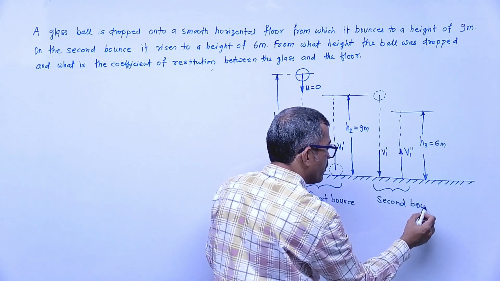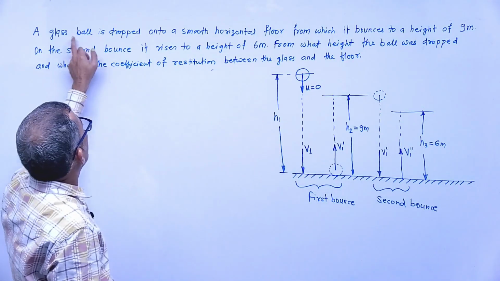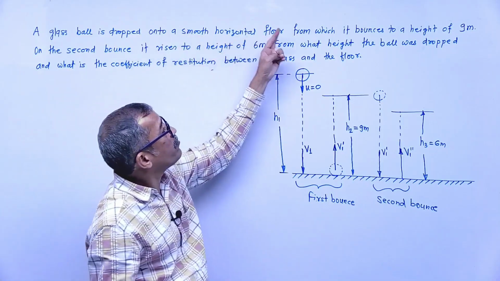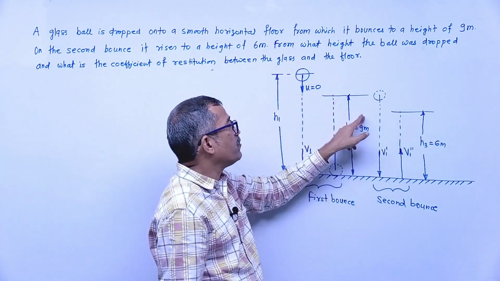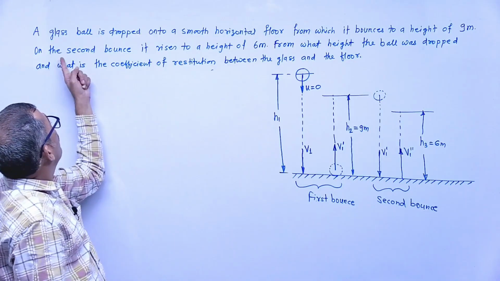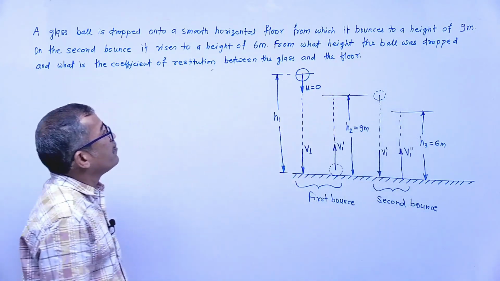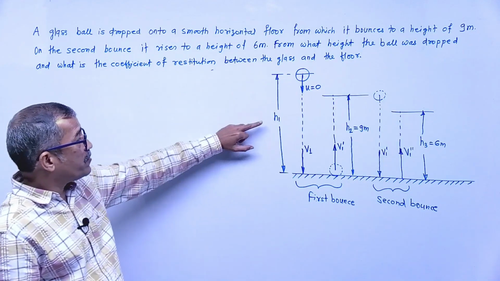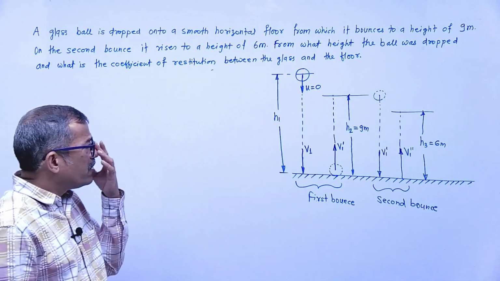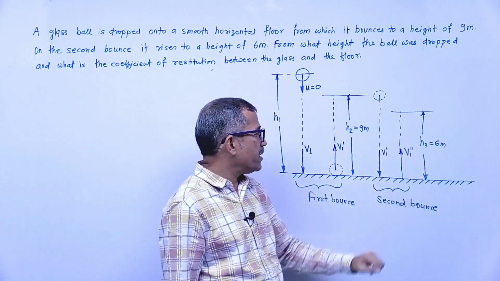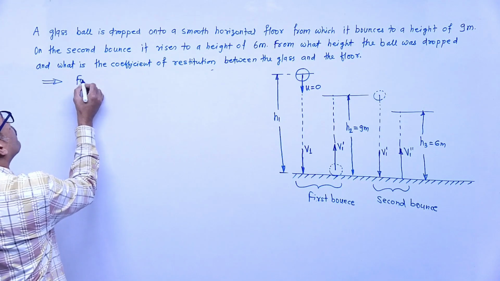What is given in the problem? Same thing I represented. Again we'll read the problem. A glass ball is dropped onto a smooth horizontal floor from which it bounces to a height of 9 meter. On the second bounce, it rises to a height of 6 meter. From what height the ball was dropped, this H1 you have to find out, and the coefficient of restitution between glass and floor. For the second bounce you know both the heights. So first we'll write for the second bounce.